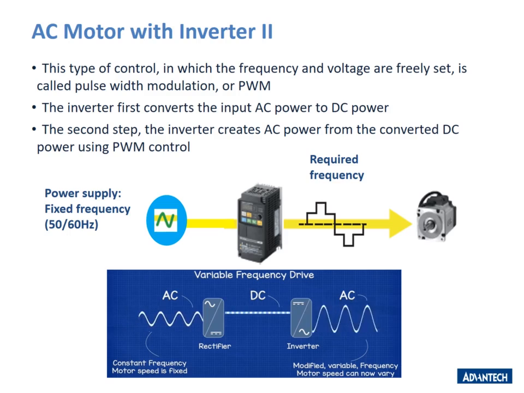The inverter first converts the input AC power to DC power. In the second step, the inverter creates a new AC power using PWM control. In the end, the inverter provides the motor with a controlled power that suits any application.